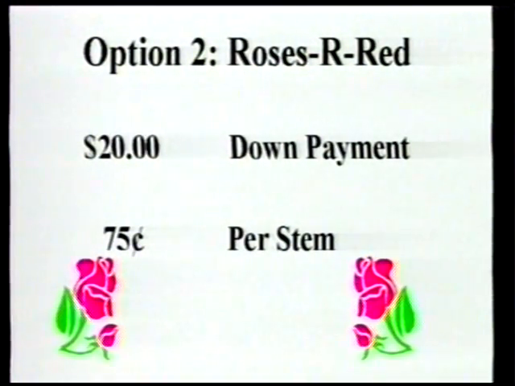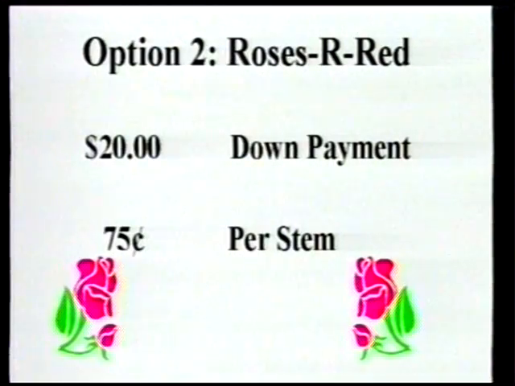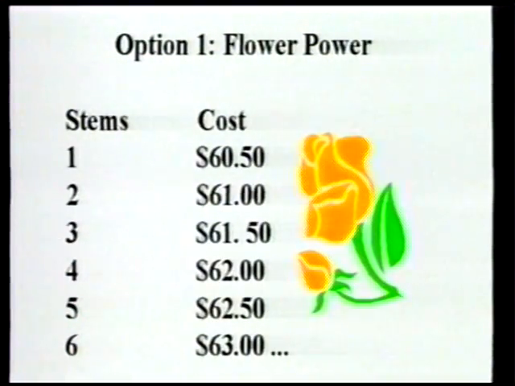The Roses of Red Company's proposition is to have the committee pay a $20 down payment, but pay 75 cents per stem that they purchase. If they choose the Flower Power Company, for the purchase of one stem, the committee will have to pay $60.50. 2 stems, $61. 3 stems, $61.50, and the price will continue to increase by 50 cents for each additional stem they purchase, as shown in the slide.